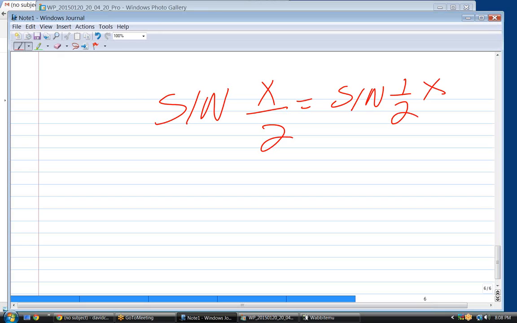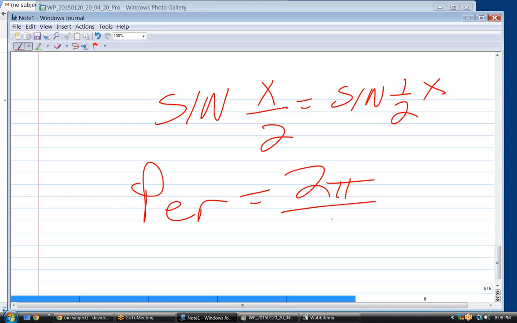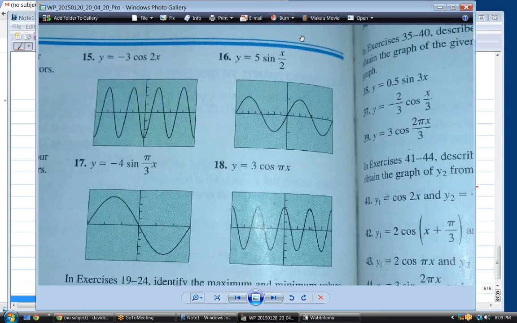So if b is 1/2, what's the period? Pi over 4. 4 pi. In other words, right, period is 2 pi over b. b is 1/2. When I divide by a fraction, I flip it and multiply. 4 pi. So from here to there is 4 pi.